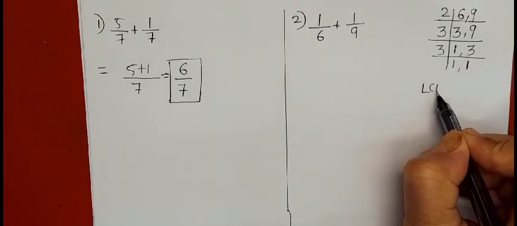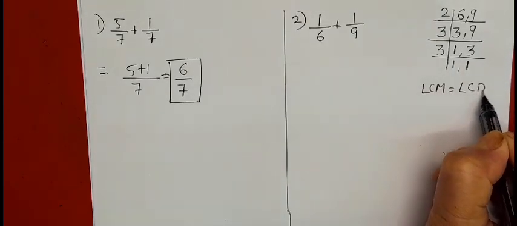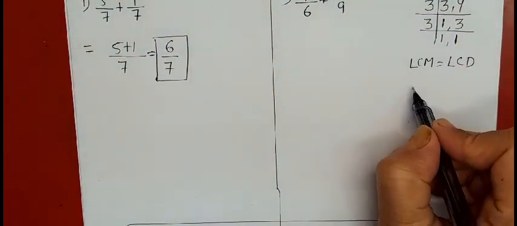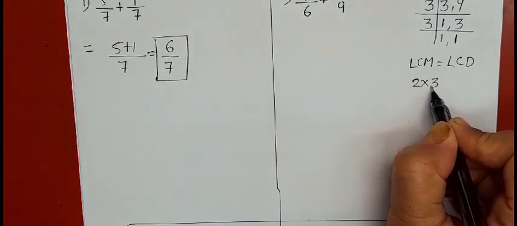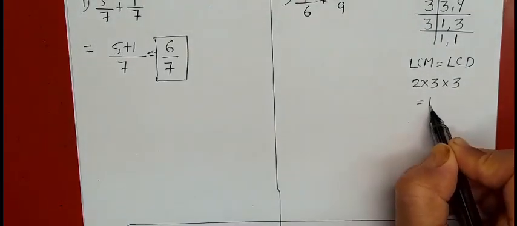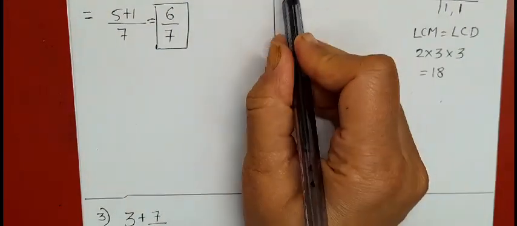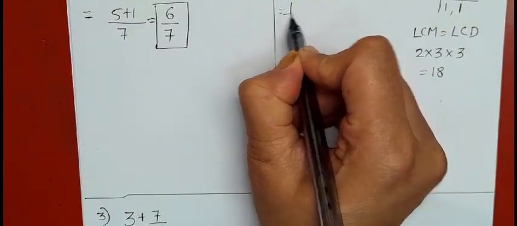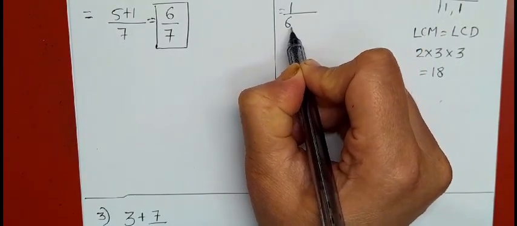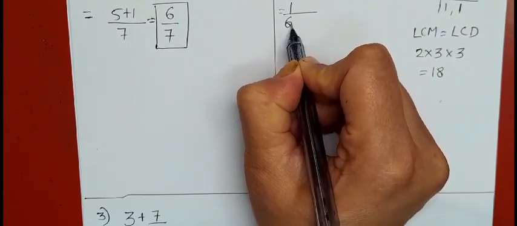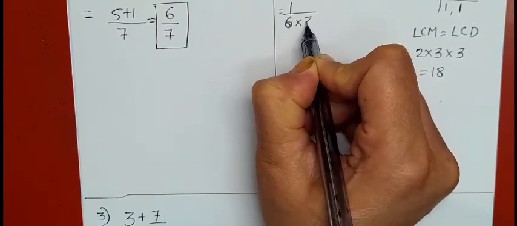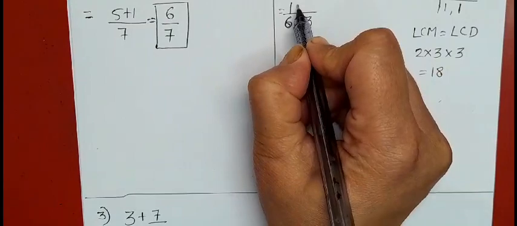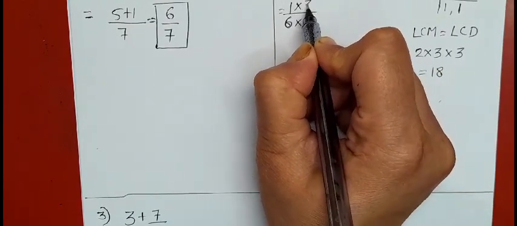So the LCM, or the least common denominator, that is LCD, we obtain as the product of the numbers which we have got on the left hand side. So 2 times 3 times 3 equals 18. Now in order to do this addition, we have to make both denominators 18. So how to make this denominator 18? By multiplying this 6 by 3, we'll get 18. Now to get the equivalent fraction, we have to multiply the numerator also by the same number 3.